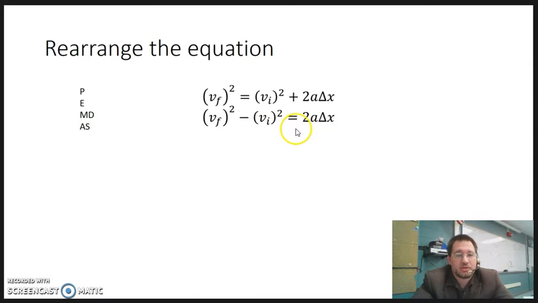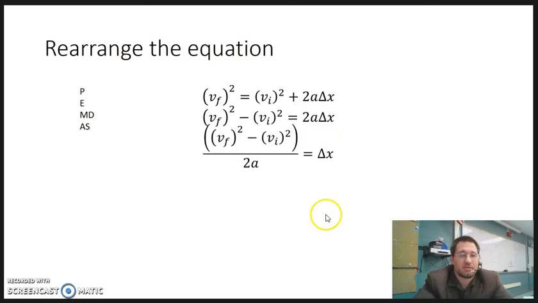Then what we would want to do is, we got rid of anything that's added or subtracted, so we want to get rid of anything that's multiplying or dividing by it. So if we go over here, we see that 2a is multiplying by delta x. The opposite of multiplication is division, so we divide both sides by 2a to get rid of it, and then we end up with this equation, which is now solved for delta x.